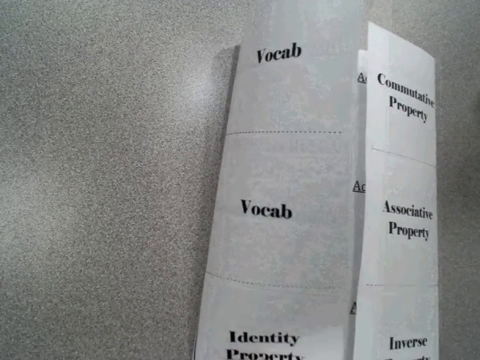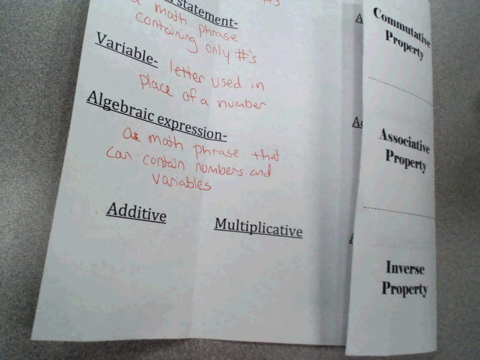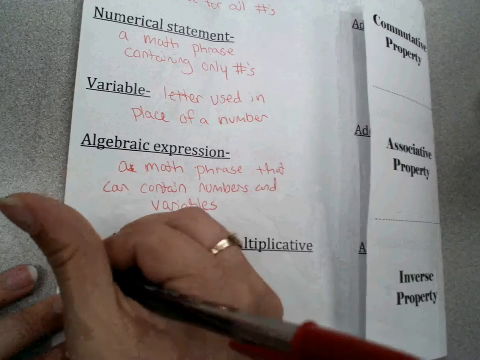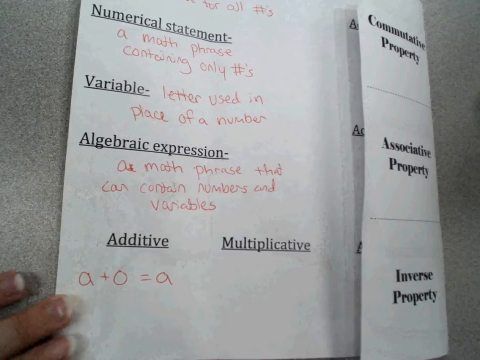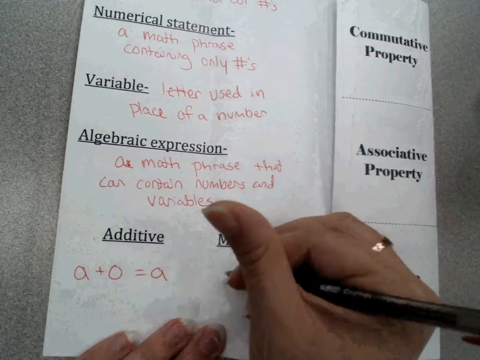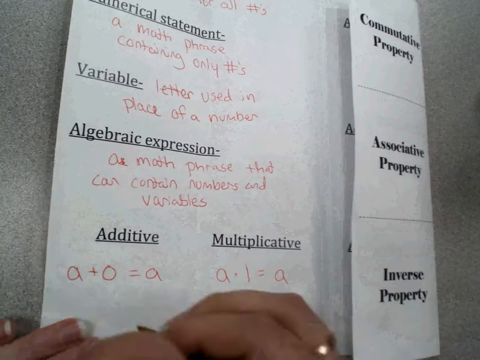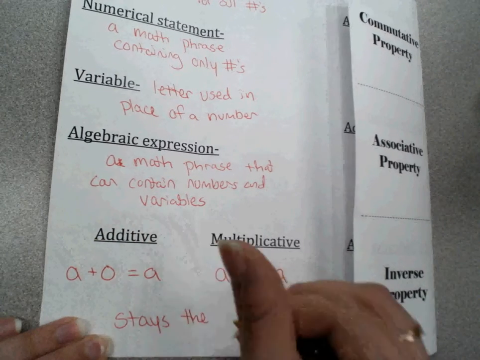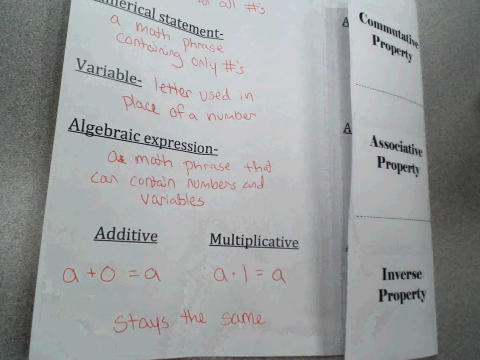So the first one we have is identity here. Remember we saw in class, it's when we do something to a number and it stays the same. So the addition part of it is just A plus 0, we get the same, A. When we multiply A times 1, we get the same thing, A. So just remember for identity, stays the same. Just like your identity never changes, when we add 0 or multiply by 1, the number doesn't change.